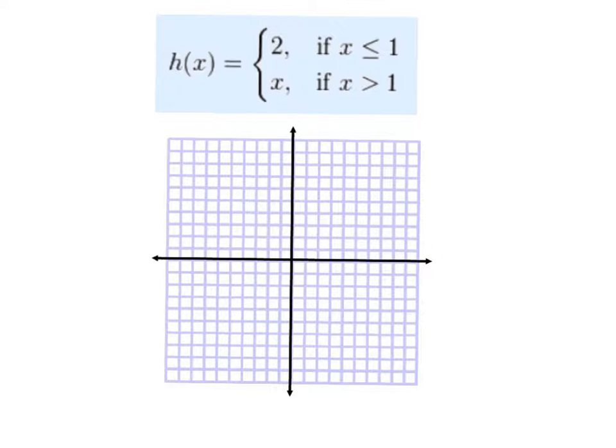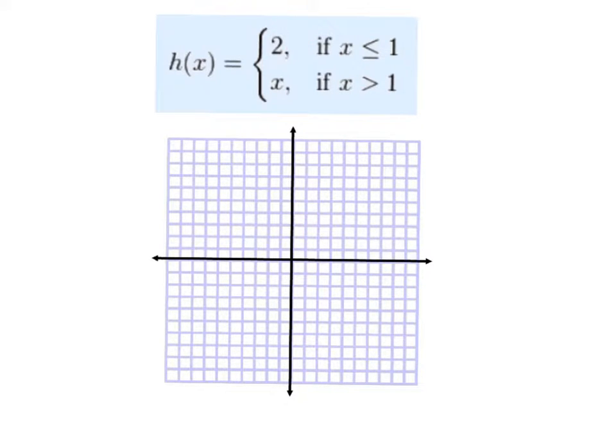So the first function is h of x equals 2 if x is less than or equal to 1, and x if x is greater than 1. So we'll start by looking at our domain. Our domain is where x is at 1, so that means that our two pieces to our function are going to be cut along this line. So we'll start with the first function.